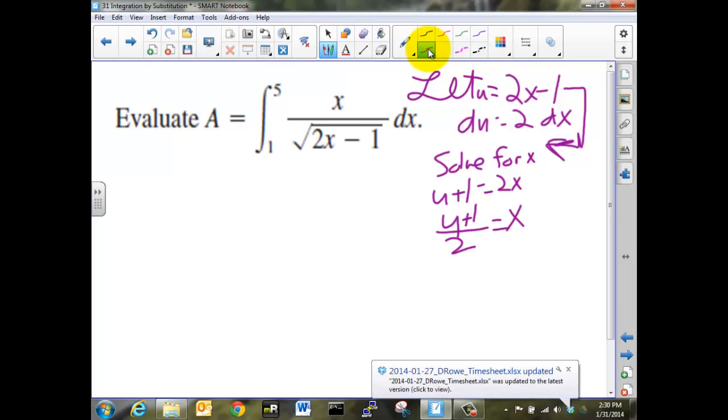Now we've got all kinds of stuff we can plug in. It's u equals 2x minus 1. U equals 2x minus 1, so we add 1 to both sides.